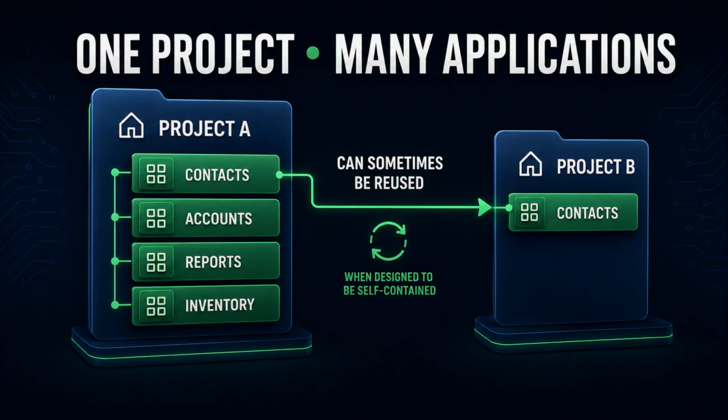A business website might have apps for contacts, accounts, reports, and inventory, all sharing the same project configuration. Apps also create a useful boundary. When an app is designed to be self-contained, it can sometimes be installed in another Django project. Not every app is automatically reusable, but Django's structure makes reuse possible.